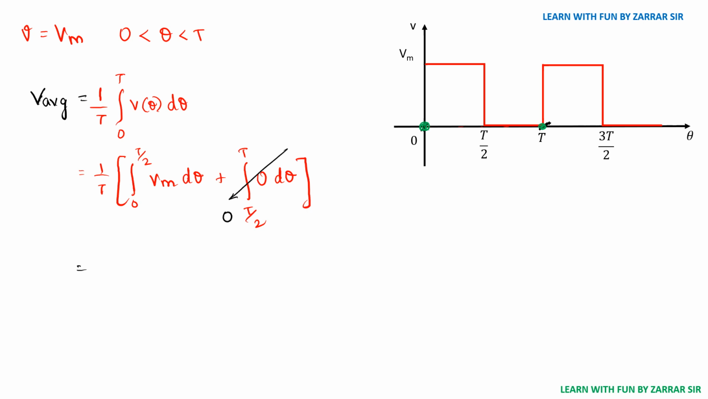Now I have 1 by T. Vm is constant, and the integration of d theta will be T by 2. This T cancels. Vm by 2 is 0.5 Vm. So this is the last part of the equation, and I'm getting the average value as 0.5 Vm.